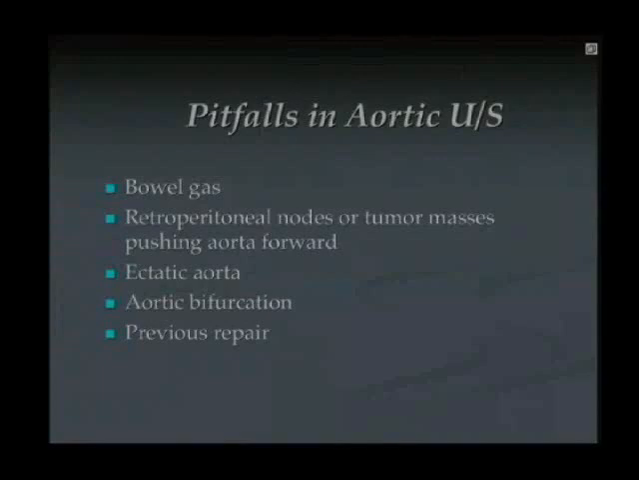Okay, pitfalls. Bowel gas. That can be at the top of the list of any part of abdominal ultrasound. Lots of gas, you're going to have difficulty seeing anything. If you have something in the retroperitoneum moving that aorta around, whether it be nodes or tumors, that can make it more technically difficult to examine because the aorta is not really where it should be. Same thing with the ectatic aorta. Make sure you get all the way down to the bifurcation.